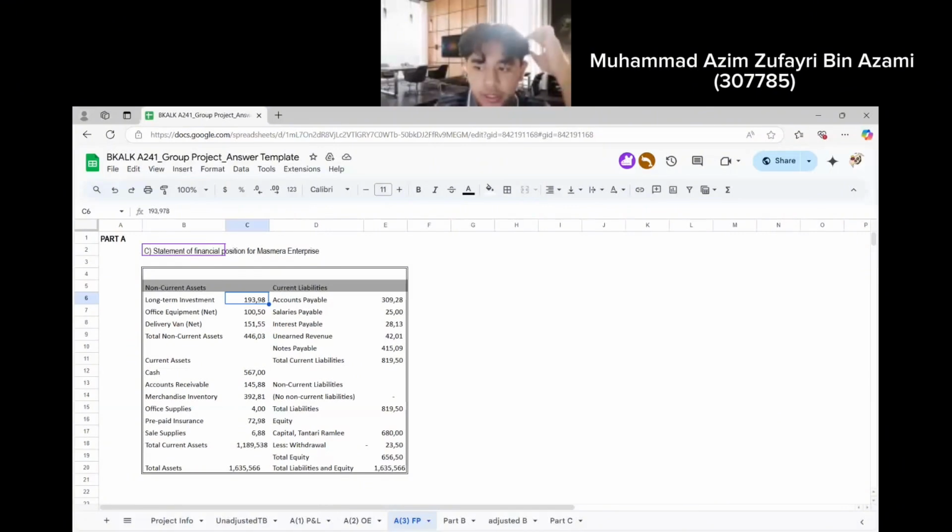The equity is capital Tantari Ramli less withdrawals, total equity. Total liabilities and equity is 1,635,566. You guys faham? Paham?